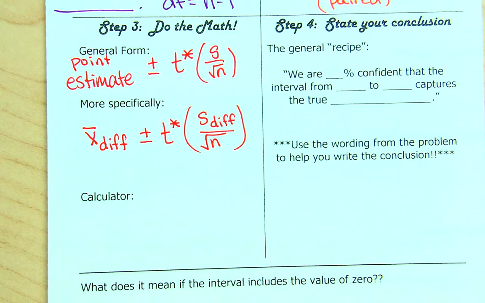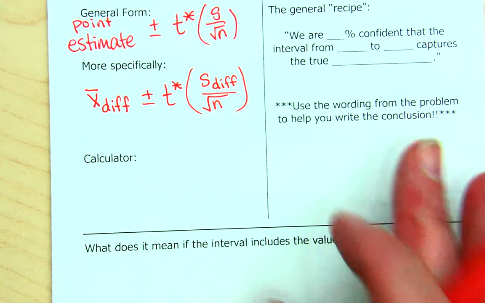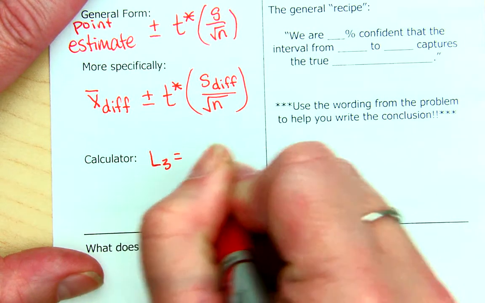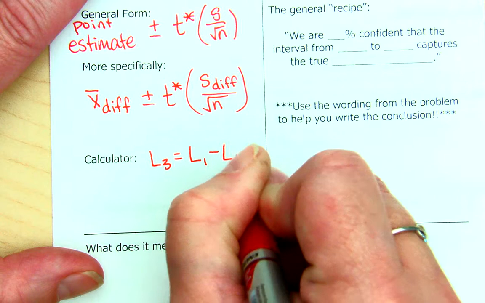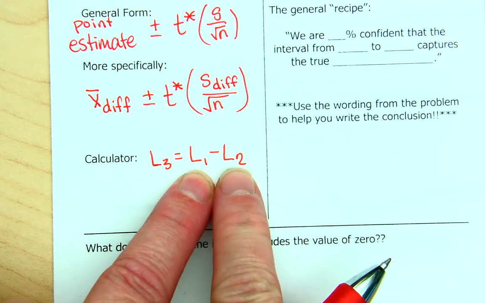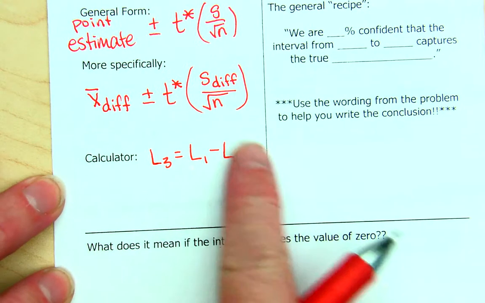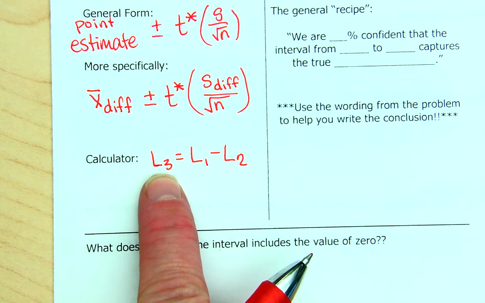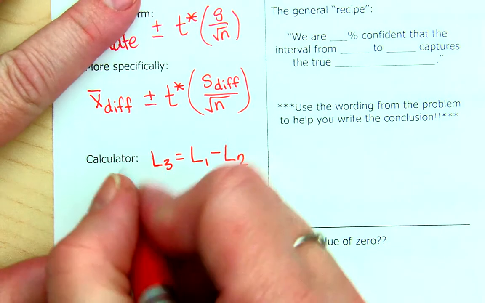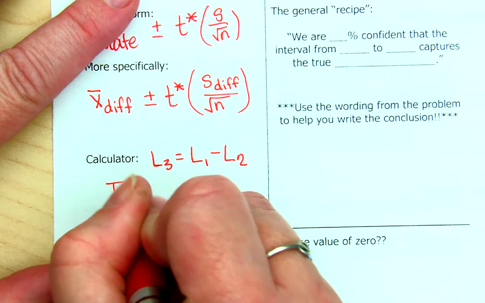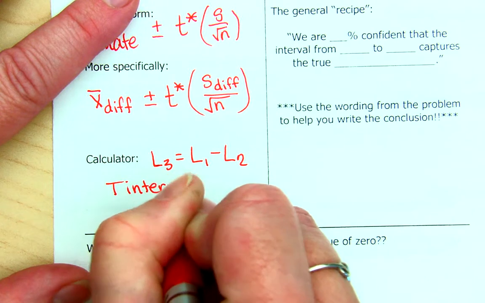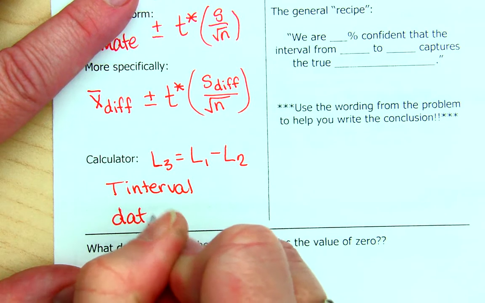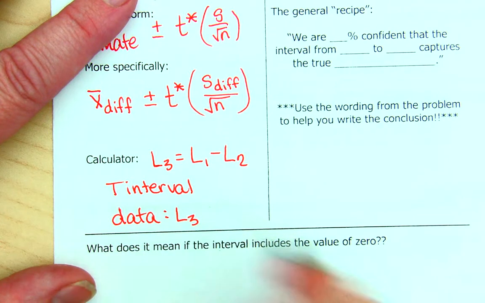If you are doing these on the calculator, which is what we're going to be looking at in our example, you're going to calculate L3 by doing L1 minus L2. So you're going to enter your data here into L1 and L2. You'll subtract those to find the differences, and they will all be listed in L3. Then you will just go to T interval, and then your data is in L3.